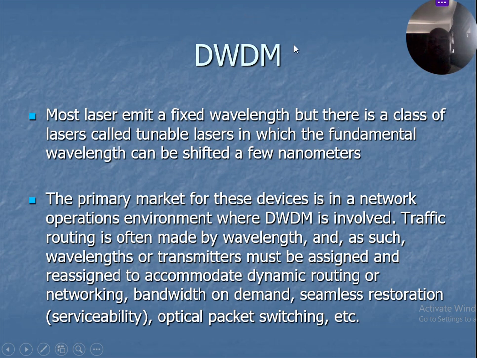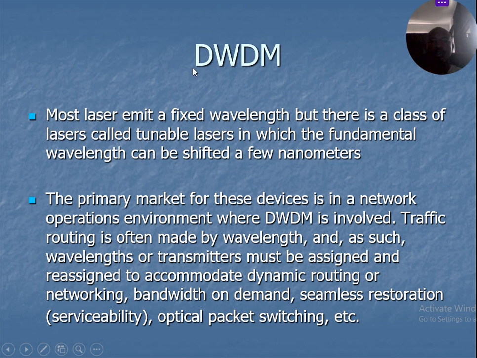So this is the second thing we are supposed to look at, because first we looked at the source of light, where the light is coming from. We said the diode laser is the commonly used one for medium to high data transmission rates, and light emitting diodes are only used for low data transmission rates. After looking at the source of light, we look at the technology that synchronizes this light and enables it to move through. This technology is called dense wavelength division multiplexing.